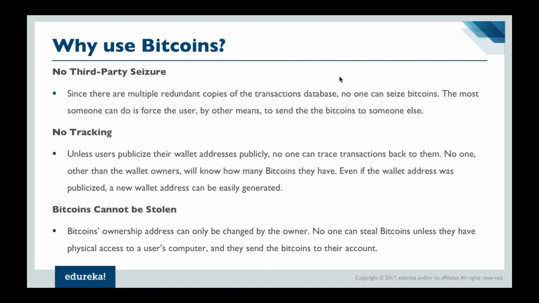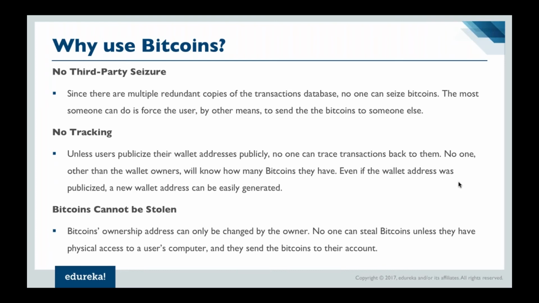Bitcoins cannot be stolen. A Bitcoin's ownership address can only be changed by the owner. No one can steal Bitcoins unless they have physical access to the user's computer, or physical access to the user's private key, and then they can send Bitcoins to their account. If they have access to the private key, they can send Bitcoins from my account to their own account. So keeping the private key secure is the most important thing in most cryptocurrencies, not just Bitcoin.